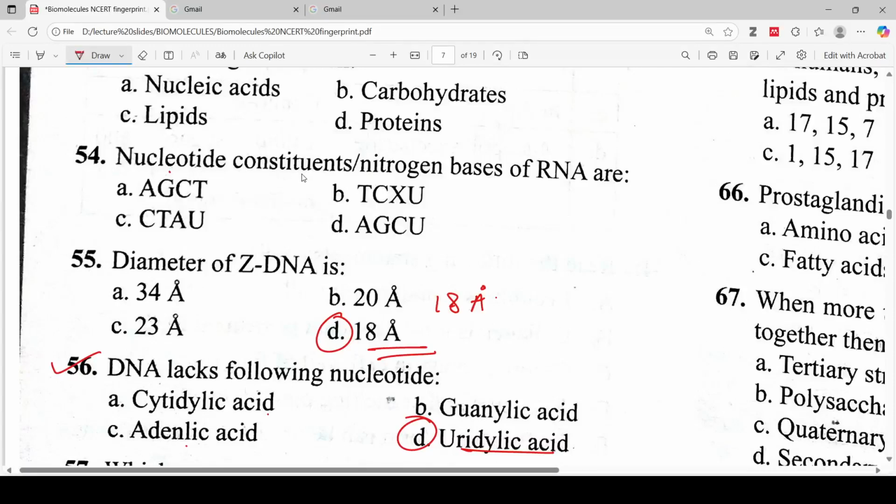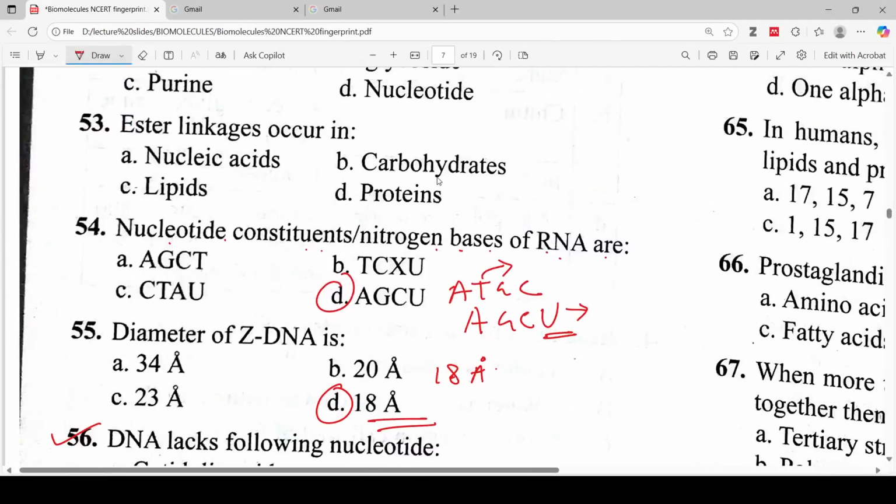And next question. Nucleotide constituent nitrogen bases of RNA are. So the correct answer for this question will be option D. In DNA, A, T, G, C are the nitrogen bases, and in RNA, A, G, C, uracil. So in DNA, thymine is present, and in RNA, uracil is present. So this is the correct answer for this option.